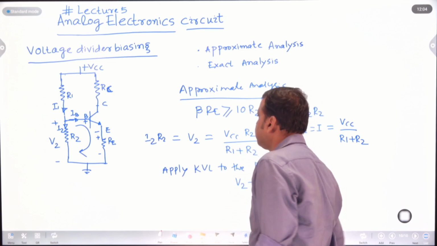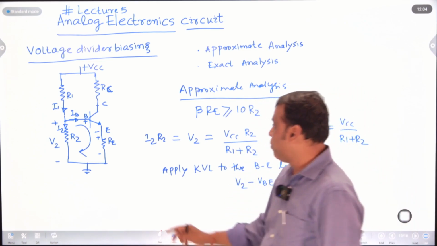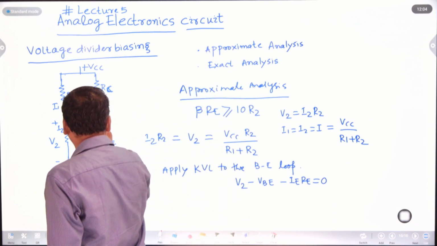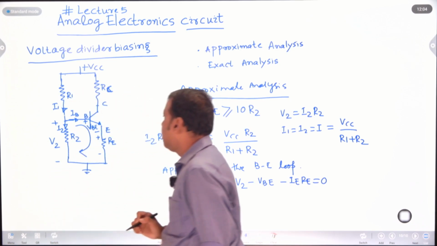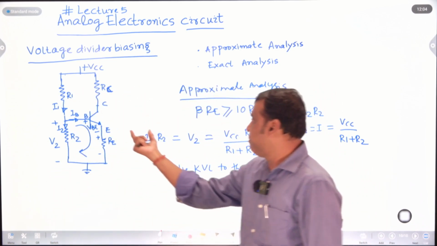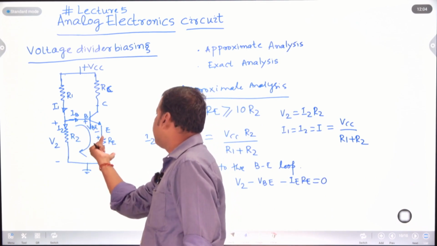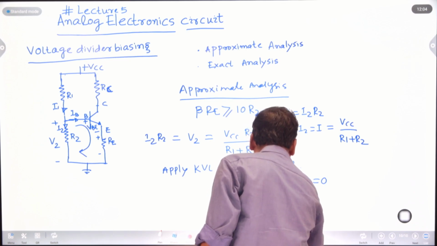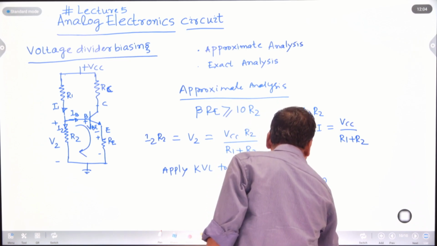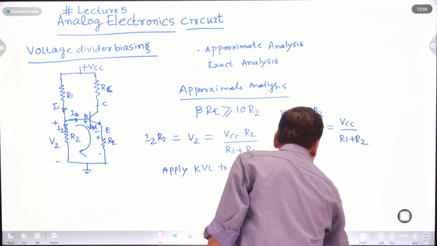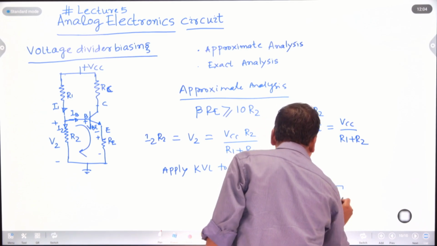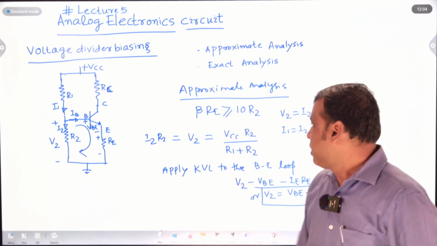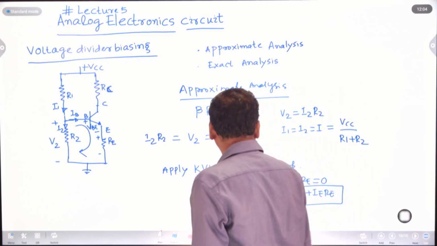This is my equation. If you apply KVL to the base emitter loop, that is your V2 plus to minus minus, there is a voltage between base and emitter, VBE. If you move from base to emitter, there is a voltage, that is VBE. So V2 minus VBE minus IE RE equal to 0, or V2 equal to VBE plus IE RE. This is one of my input equations if you consider the approximate analysis.